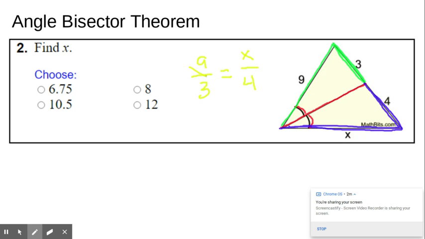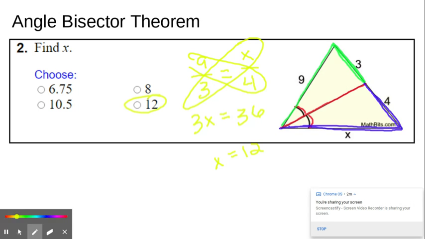Now we just cross multiply and solve. We've got 9 times 4 and 3 times x. 3x equals 36. We divide by 3, and we get x equals 12. So 12 is our answer for x. Let's try one more.